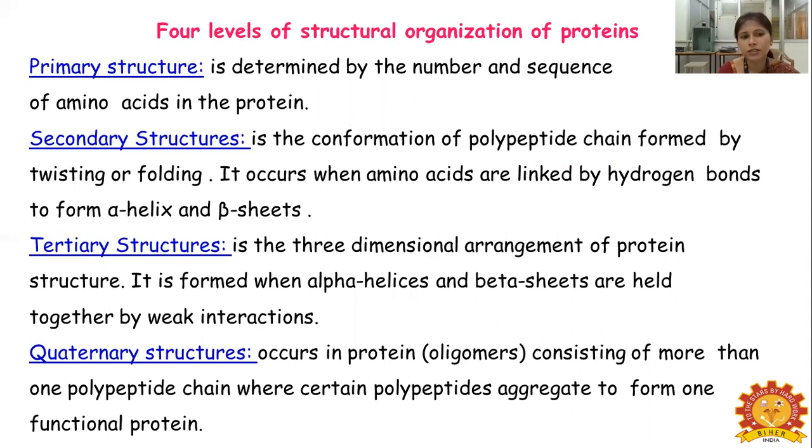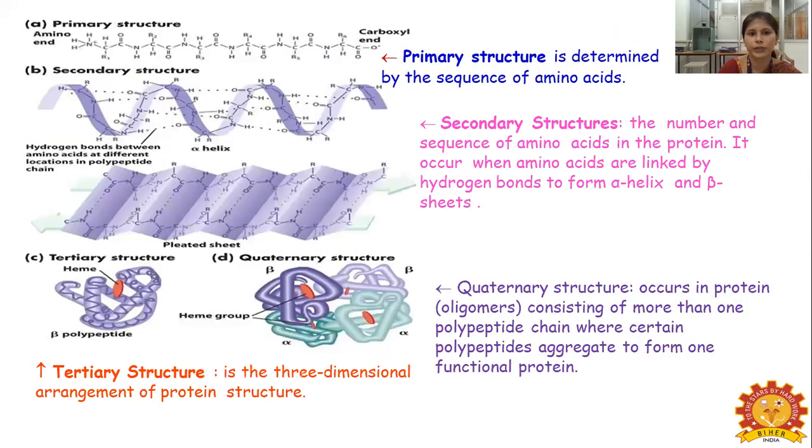Now we'll talk about the tertiary structure. It is a three-dimensional arrangement of the protein structure. It is formed when the alpha helices and the beta sheets are held together by weak interactions, so there will be additional bonds and all. Next we come to the quaternary structure. It occurs in proteins called oligomers, consisting of more than one polypeptide chain, where certain polypeptides aggregate to form a functional protein.